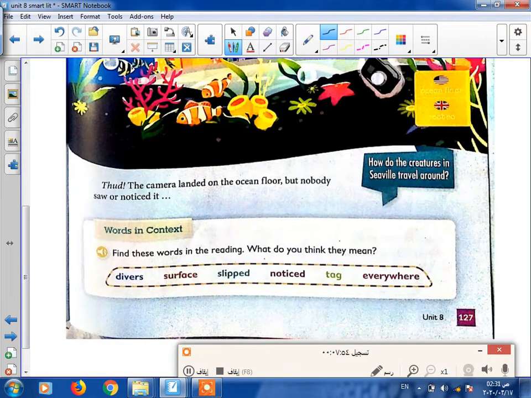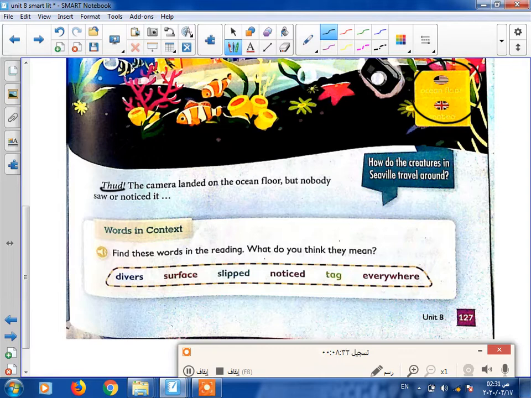Thud! And like that, we take it from the first term of Junior 3. Thud, when you hit something with a loud sound, this is thud. The camera landed on the ocean floor, but nobody saw or noticed it. Can you look at this box? The seabed, in American, the American word for it is ocean floor. So, thud, the camera landed on the ocean floor, but nobody saw or noticed it.